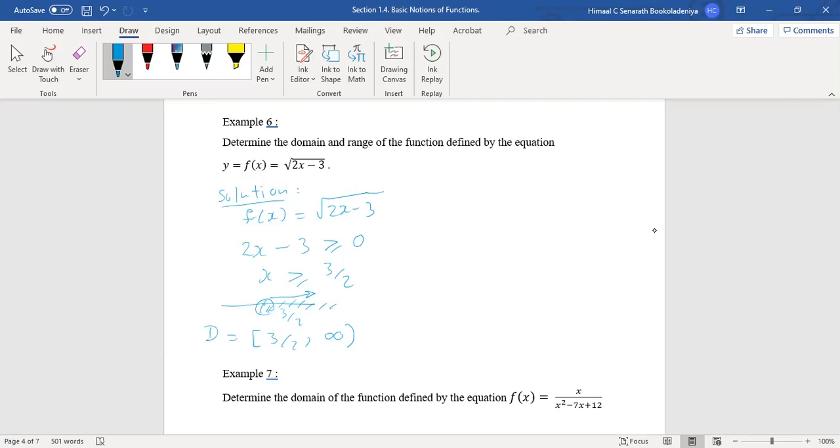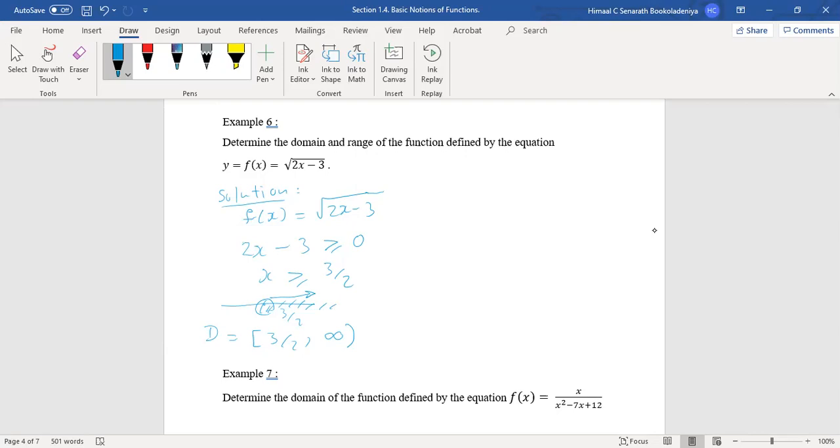Now, for this function, we found x greater than or equal to 3 over 2. How did we find that? When we set 2x minus 3 greater than or equal to 0. If we set 2x minus 3 equal to 0, we get x equal to 3 over 2. Right? That means that is the smallest y value it can get. When x is 3 over 2, this is 0. Square root of 0 is 0.